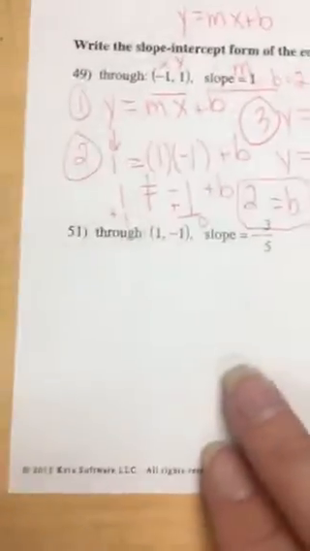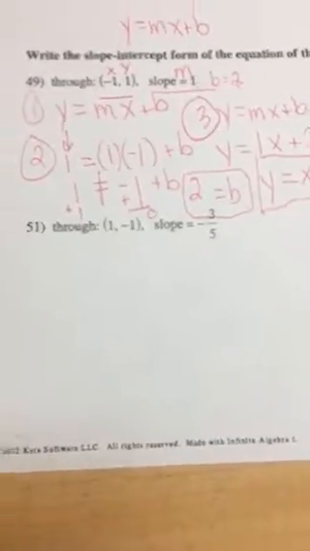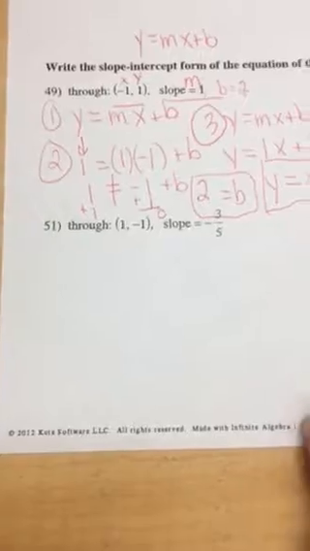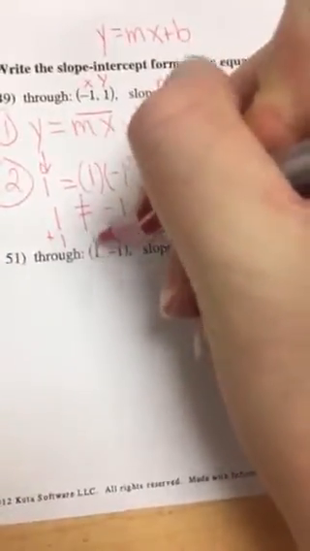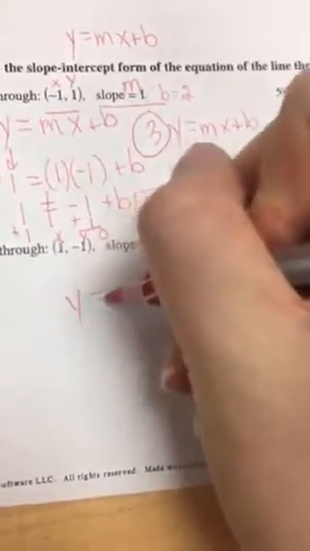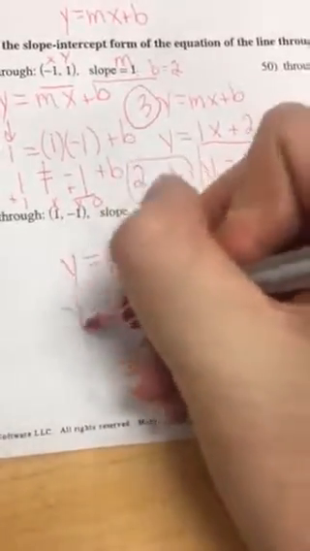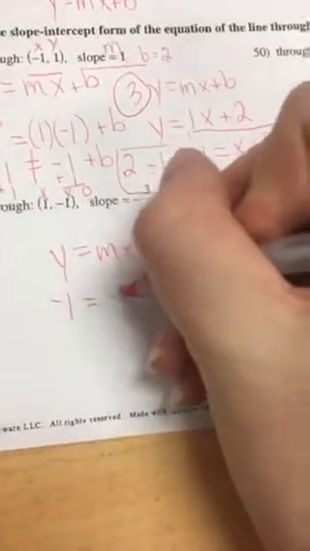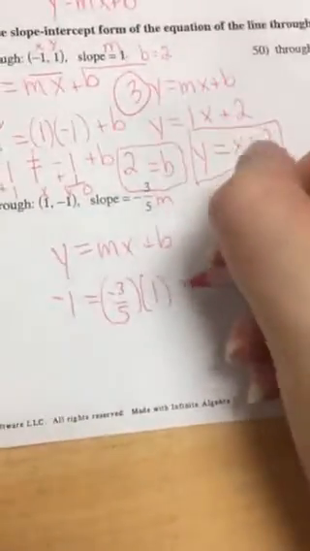Okay, now this one, guys, can be a little bit tricky because there's a fraction. So I'm going to work through this one with you, and then you'll have about 3 to try on your own. So again, I'm going to just label everything, start with my equation. So y is -1 equals my slope is -3/5. My x is 1 plus b.